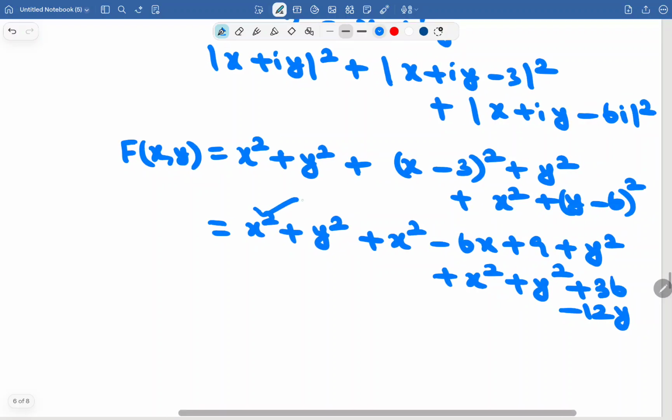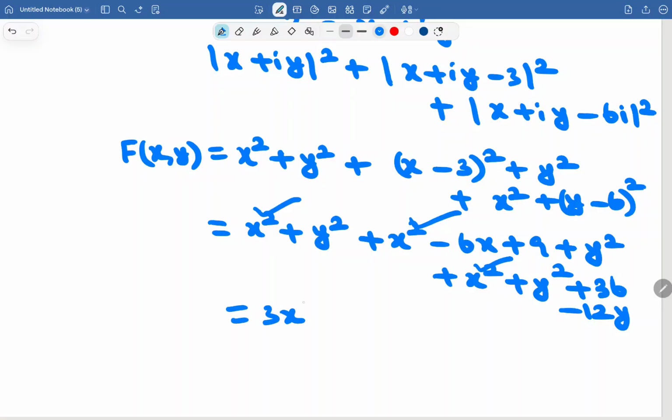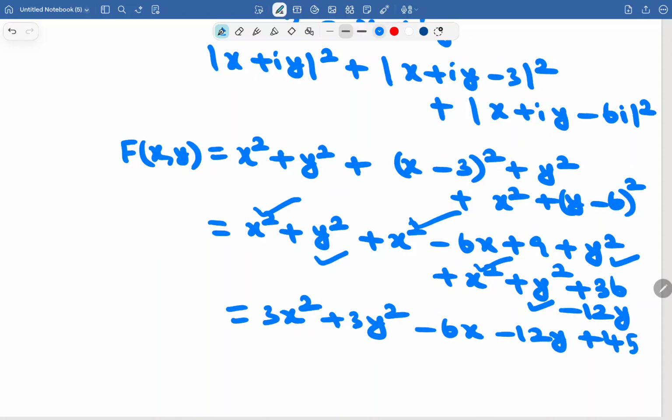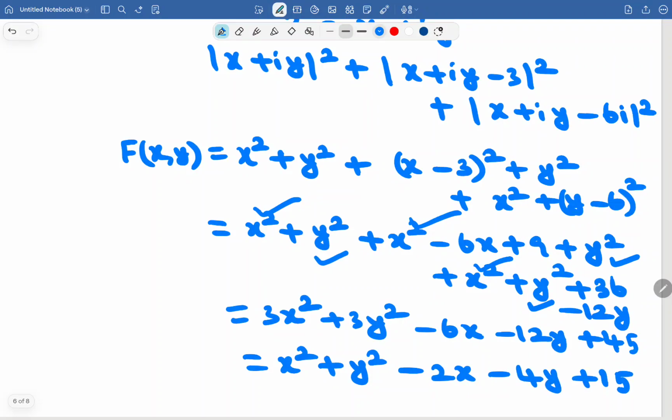x square, x square, x square: 3x square. y square, y square, y square: 3y square. Minus 6x, minus 12y, plus 45. If we divide by 3, x square plus y square minus 2x minus 4y plus 15, some function f of x comma y.